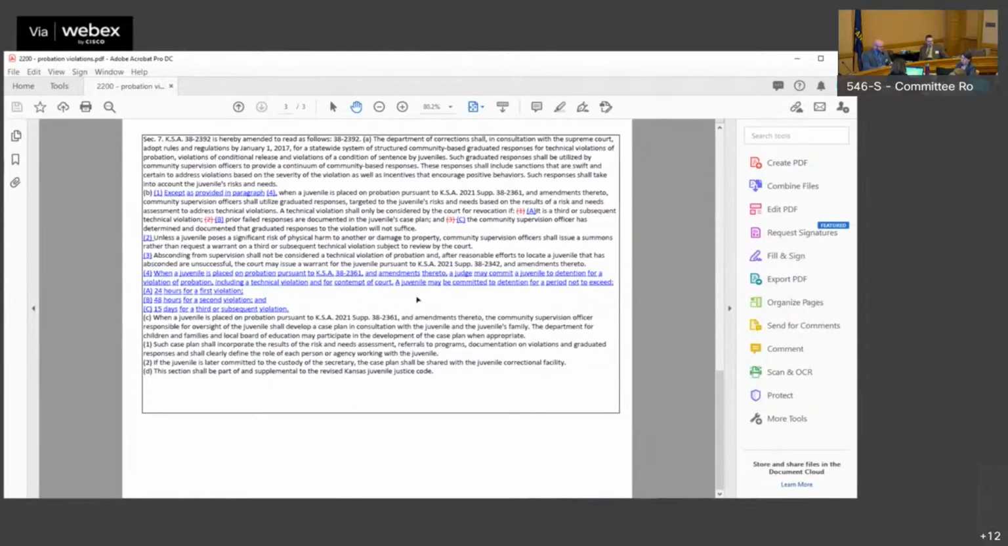So for a first violation, they would be able to be sent to detention for 24 hours. For a second violation, up to 48 hours. And for a third or subsequent violation, it would allow them to be sent for 15 days. Questions of the revisor? Representative Rissman.